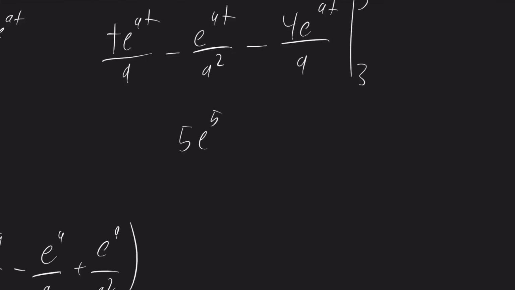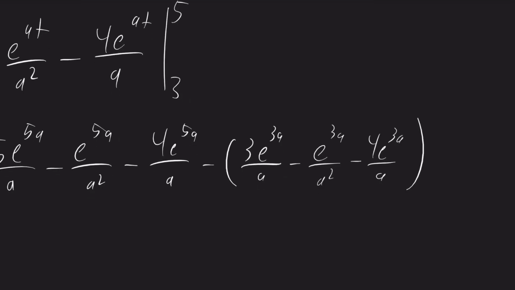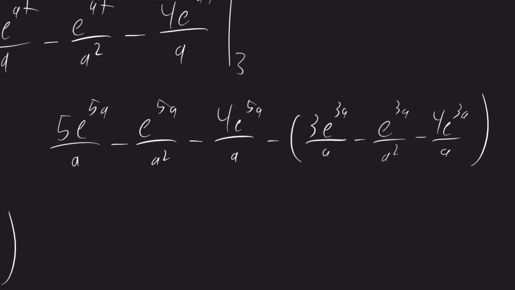It'll be 5e to the 5a over a minus e to the 5a over a squared minus 4e to the 5a over a, minus 3e to the 3a over a minus e to the 3a over a squared minus 4e to the 3a over a. Again, some of these terms will combine. We have this 5e to the 5a over a and this negative 4e to the 5a over a. That'll become e to the 5a over a.